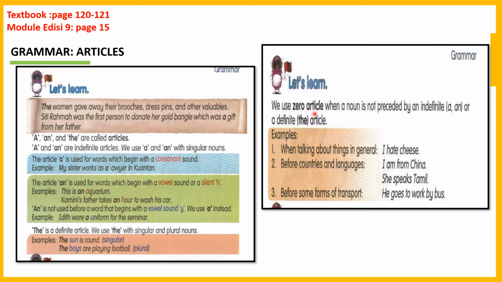Okay, and then zero article. We use zero article when it's not preceded by an indefinite or a definite article. For example, when talking about things in general, I hate cheese. You cannot put an, you cannot put the. And then before countries or languages. China is the name of a country, and Tamil is the language. So we cannot use a, an, or the. We have to say I am from China. I am from Malaysia. She speaks Tamil. She speaks French.